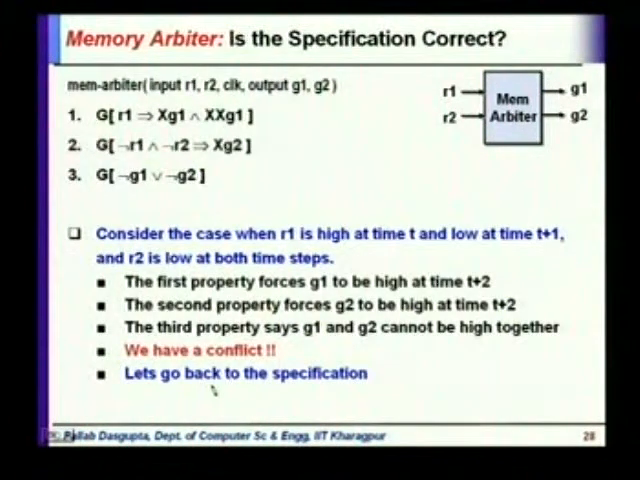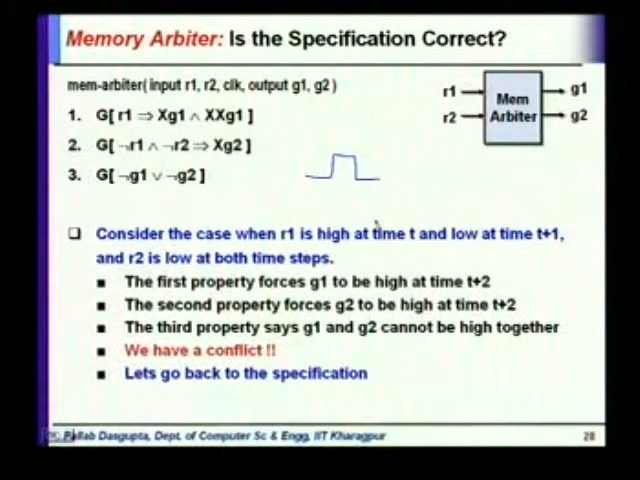Now, the first question that we ask is, is the specification correct? Because you will see that often when we write these properties, there can be inherent inconsistencies, right? And actually there is an inconsistency here. And what is that inconsistency? Let us consider the case when R1 is high at time t and low at time t plus 1. Right? So at some time t, R1 is high and then it goes low.